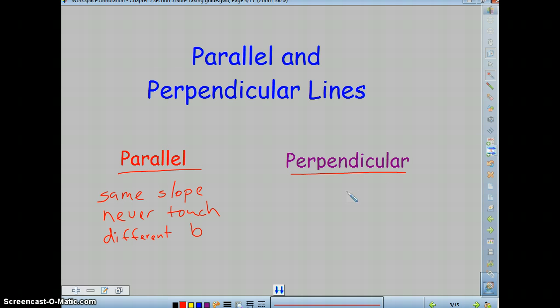Perpendicular lines we're going to get to here in a little bit, but they cross once, and when they cross it's with a 90-degree angle. They are perfect 90-degree angles when they touch. Again, it only crosses once. They may have a different y-intercept, but the main thing is that they cross once and only once with a 90-degree angle. So let's work through some examples, and I've also put this PDF on Sophia, so you can print this out and fill it out as you go.